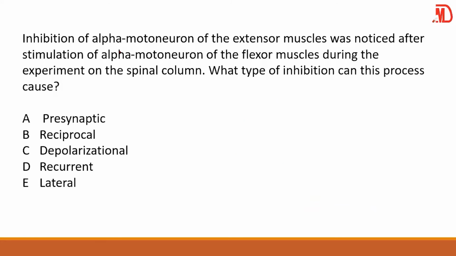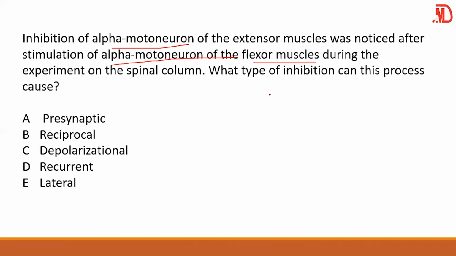Inhibition of alpha motor neurons of the extensor muscles was noticed after stimulation of alpha motor neurons of the flexor muscles during an experiment on the spinal cord. What type of inhibition can this process cause? This is called reciprocal.